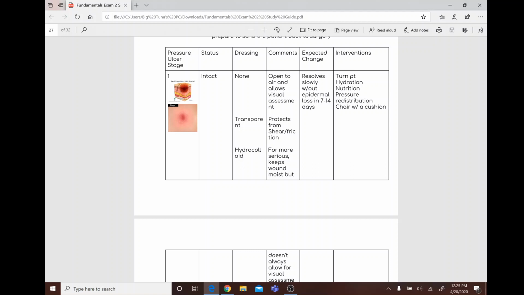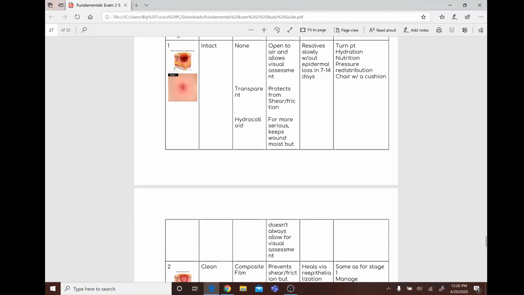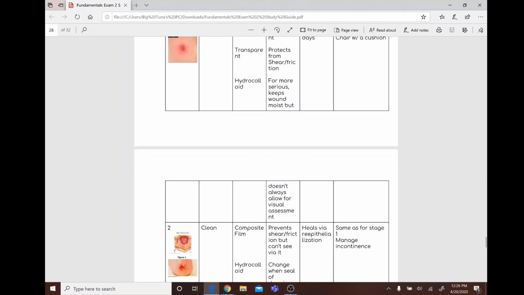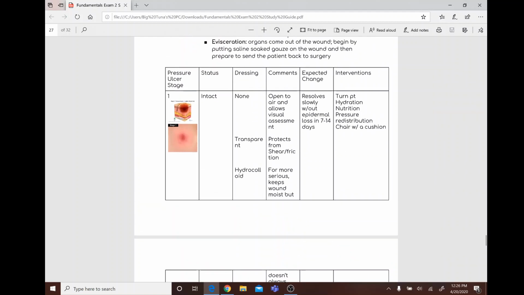What do we know about using a transparent dressing on stage 1? Protects from friction and shear. For stage 1, what do we know about hydrocolloid dressing? It's for more serious ones, but it keeps the wound moist, but doesn't always allow for visual assessment.